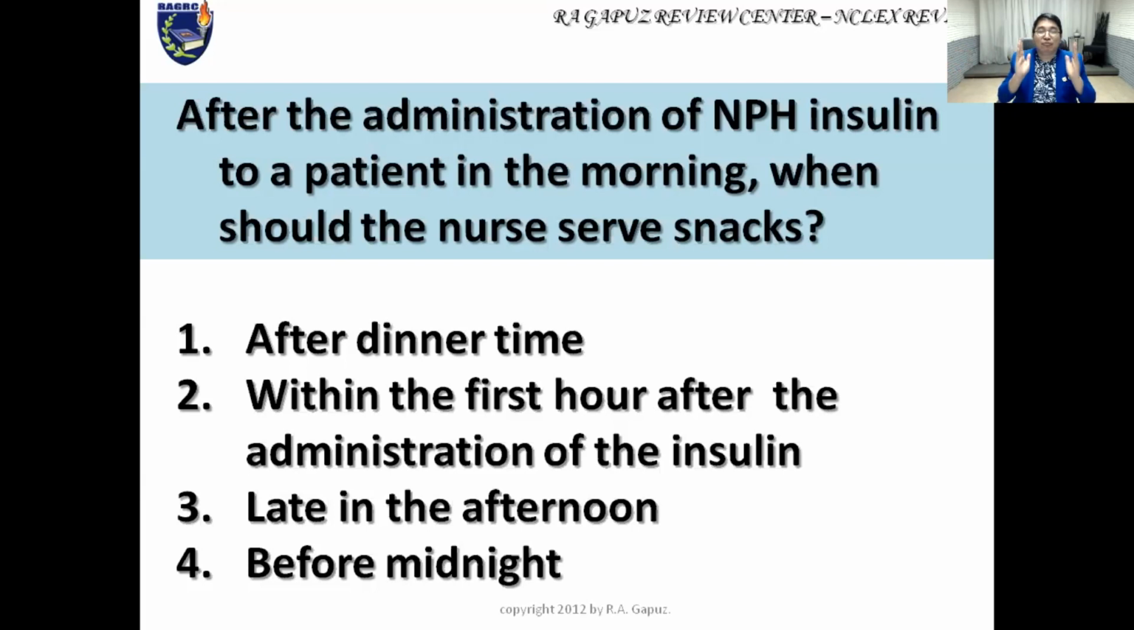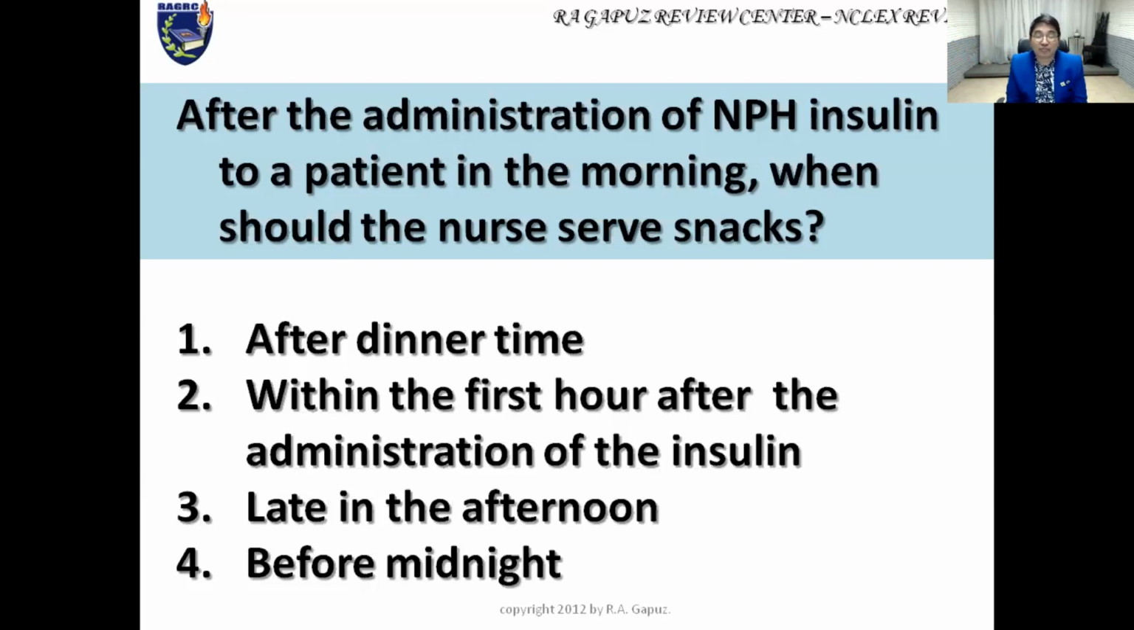Therefore, having that functional concept in mind that hypoglycemia could occur before meals, and you know for a fact that for NPH insulin, which is an intermediate-acting insulin, the peak of action could be anywhere from 4 to 12 hours. So if the patient has taken that in the morning, chances are the hypoglycemic reaction could be in the late afternoon or before dinner. So let's try to answer the question by analyzing the options.